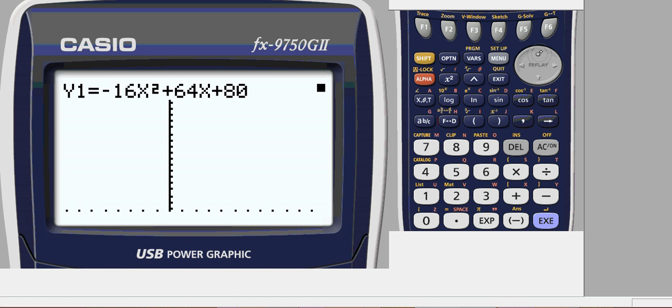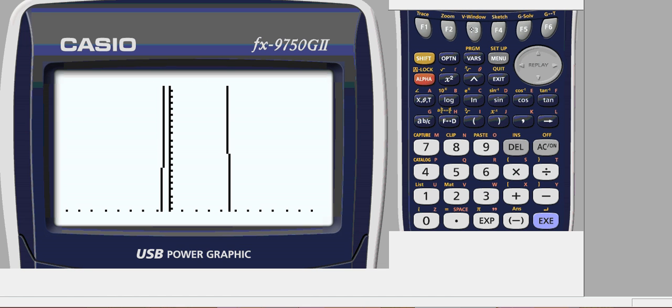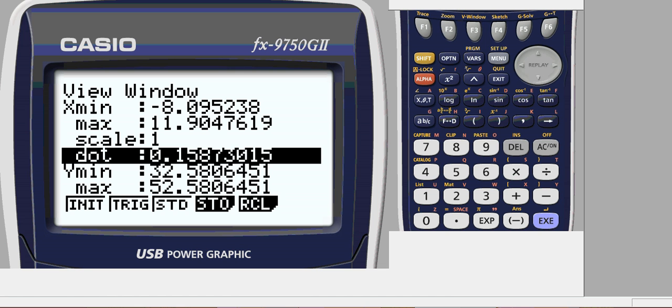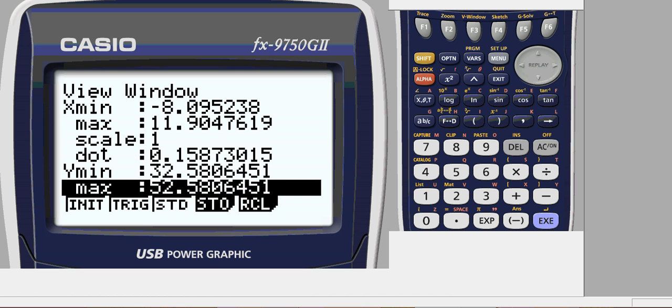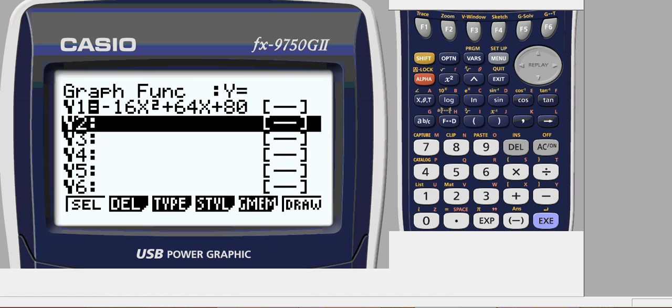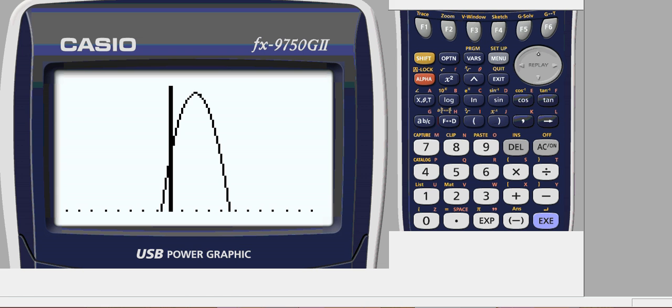So if we scroll up, it's going to take a while. So instead I'm going to change my window. I'm just going to change this so we have a very large Y maximum. So it goes pretty high. So let's go to maybe 150. There we go. You can scroll up a little bit more and see it a little bit better. So that's the maximum height.